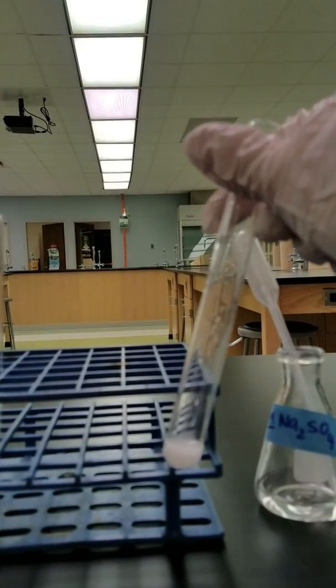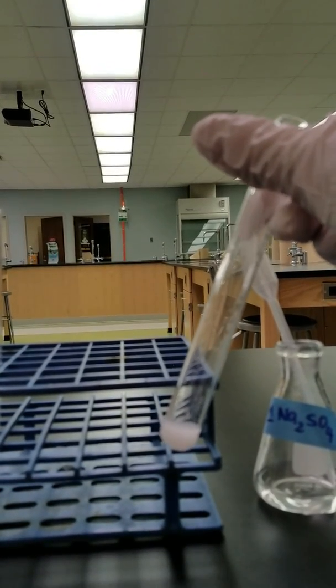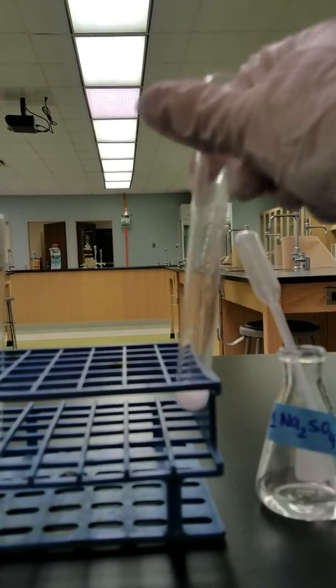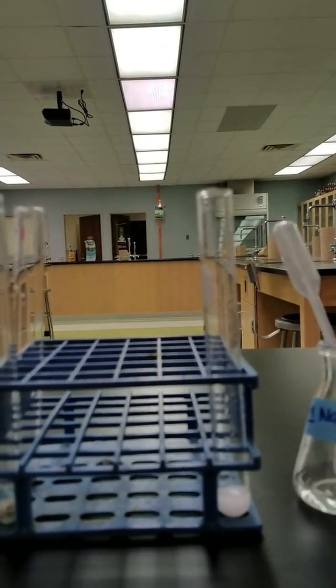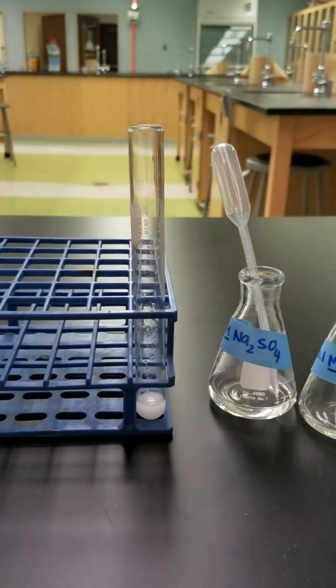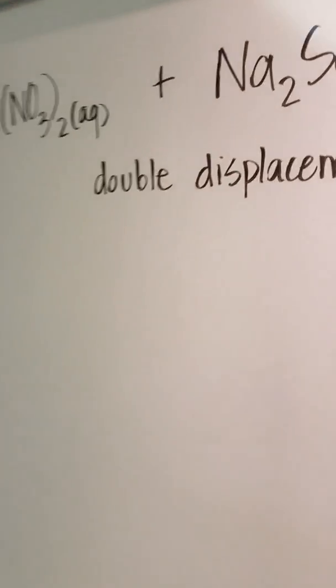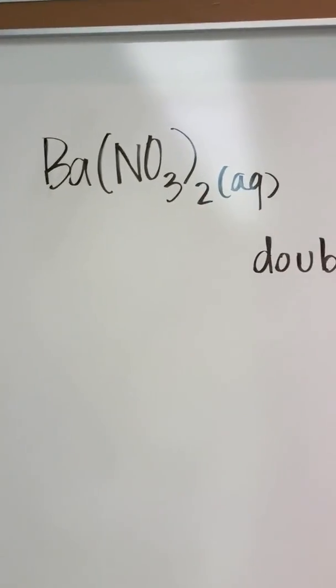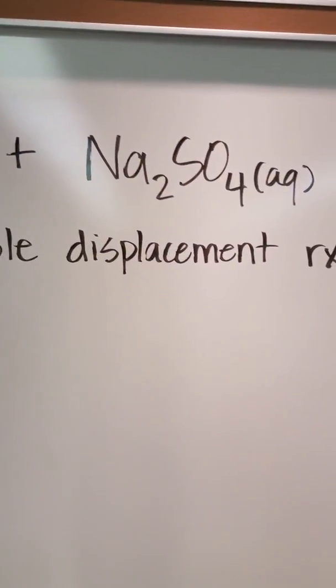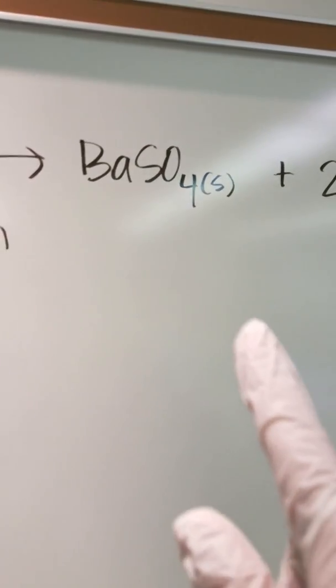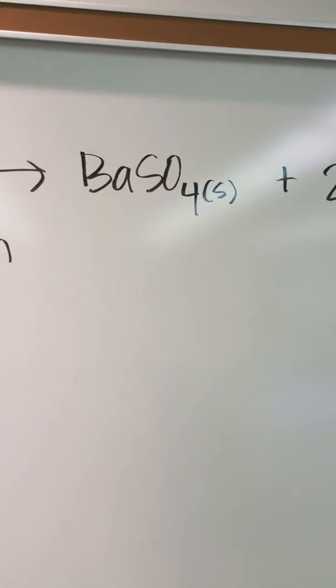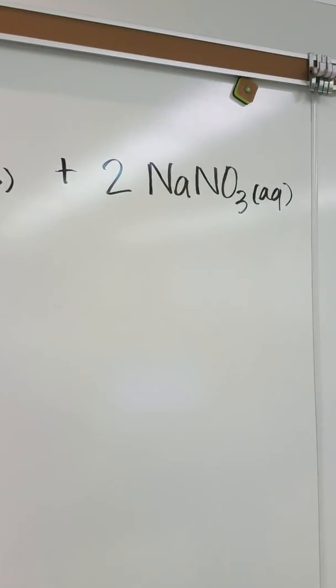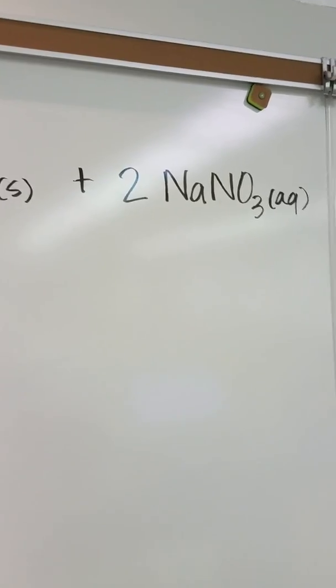That white precipitate is evidence that the reaction has occurred. What we've done is we've made an insoluble substance, and we call it precipitate. This is a double displacement reaction. In this reaction, barium nitrate combined with sodium sulfate to produce barium sulfate. That was our precipitate, that was the white substance that we saw, and sodium nitrate solution. That was aqueous, we couldn't see it.